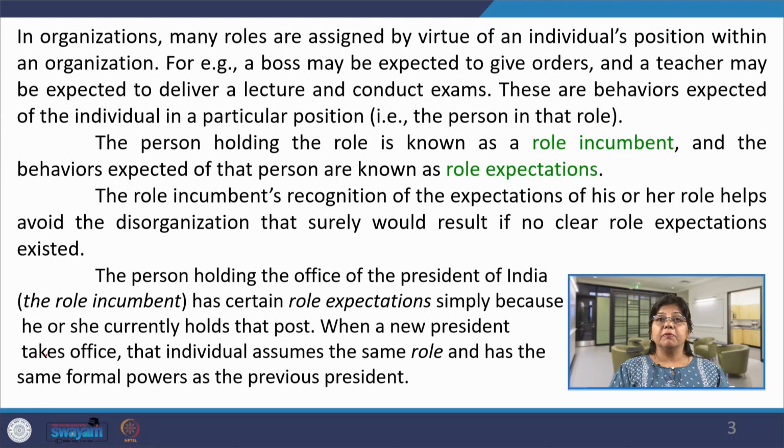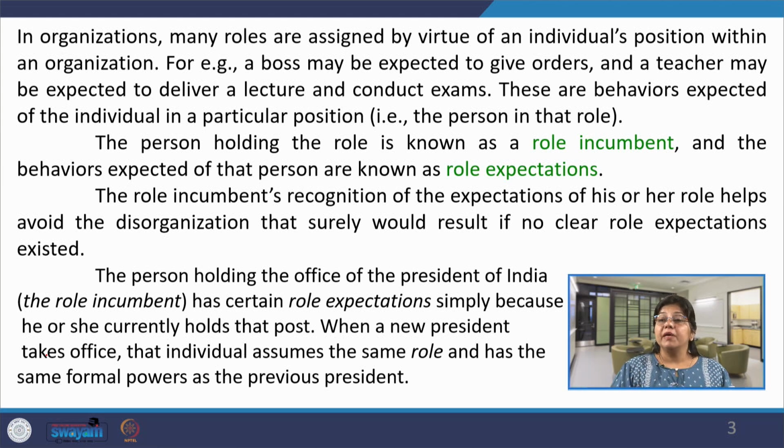So, in organizations, many roles are assigned by virtue of an individual's position within an organization. That is so obvious, as per an individual's knowledge, skills and abilities, the person holds that position by virtue of what he can do or what he is capable of. For example, any teacher is expected to perform a role to deliver a lecture and conduct exams in a very orderly fashion. Similarly, any manager or a high profile CEO is expected to give orders to his subordinates in order to streamline the whole task for optimum effectiveness.